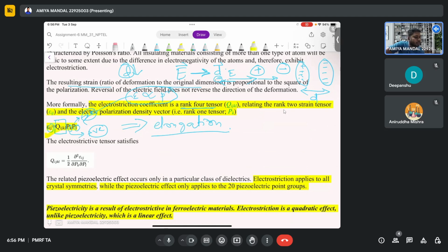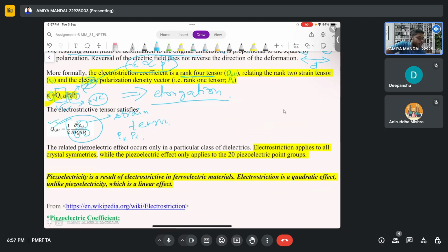This is represented in this way. So Q is the electrostrictive tensor and it satisfies this relation. It is nothing but the double derivative of epsilon_ij, that is the rank 2 strain tensor, with respect to the partial derivatives of P_k and P_l. Okay, so electrostriction is related to the piezoelectric effect, which occurs in a particular class of dielectric.